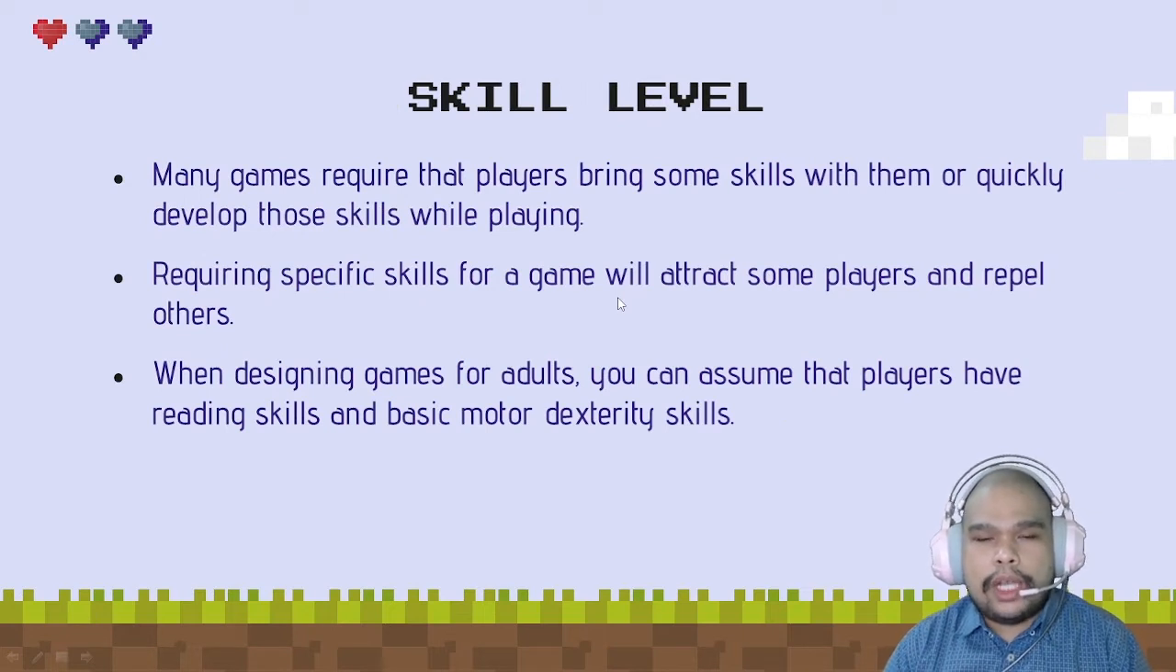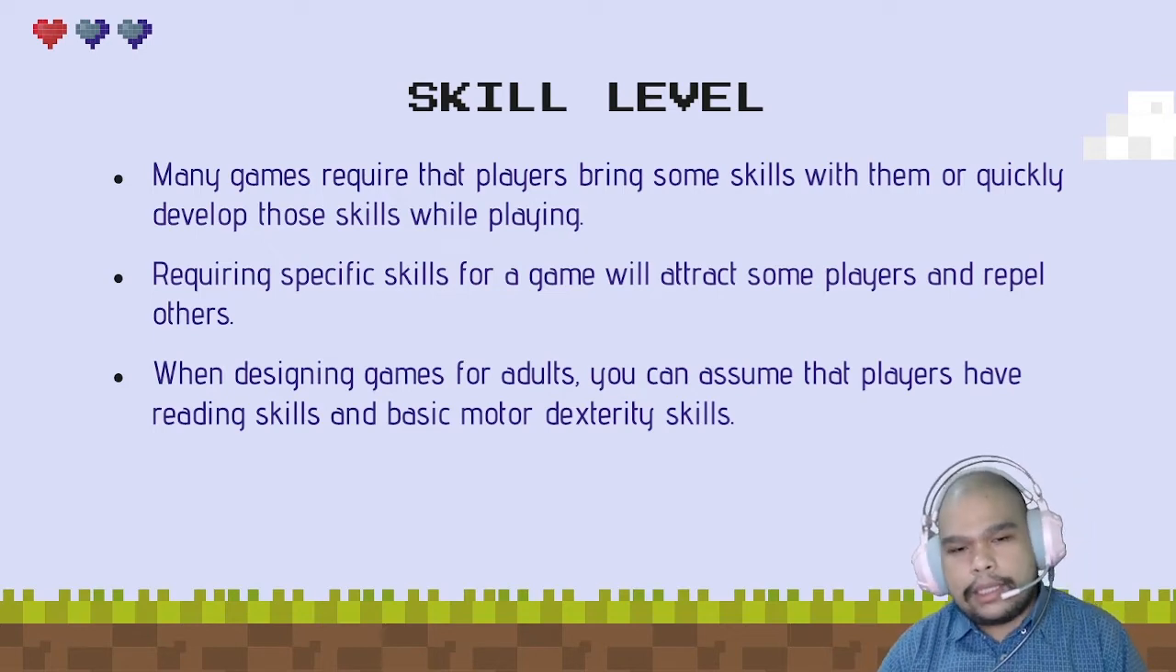Next, we have skill level. So, many games require the players bring some skills with them or quickly develop the skills while playing. So, requiring specific skills for a game will attract some players and repel others. So, when designing games for adults, you can assume that players have the reading skills and basic motor dexterity skills.